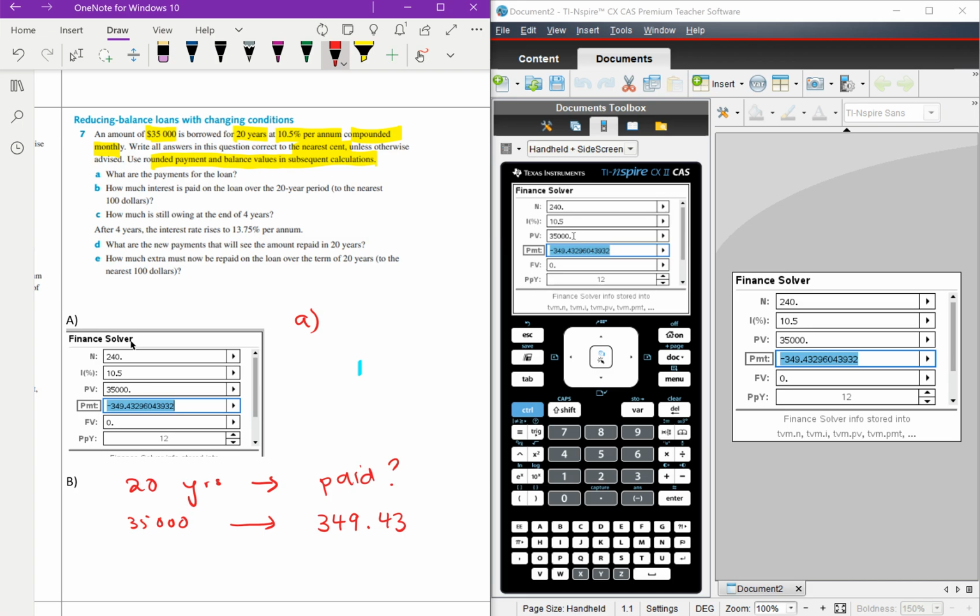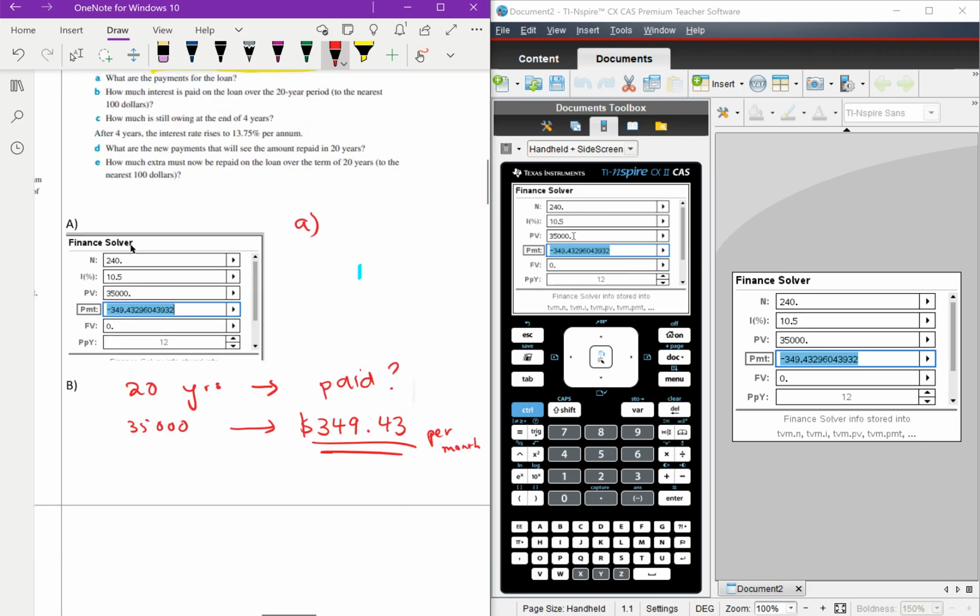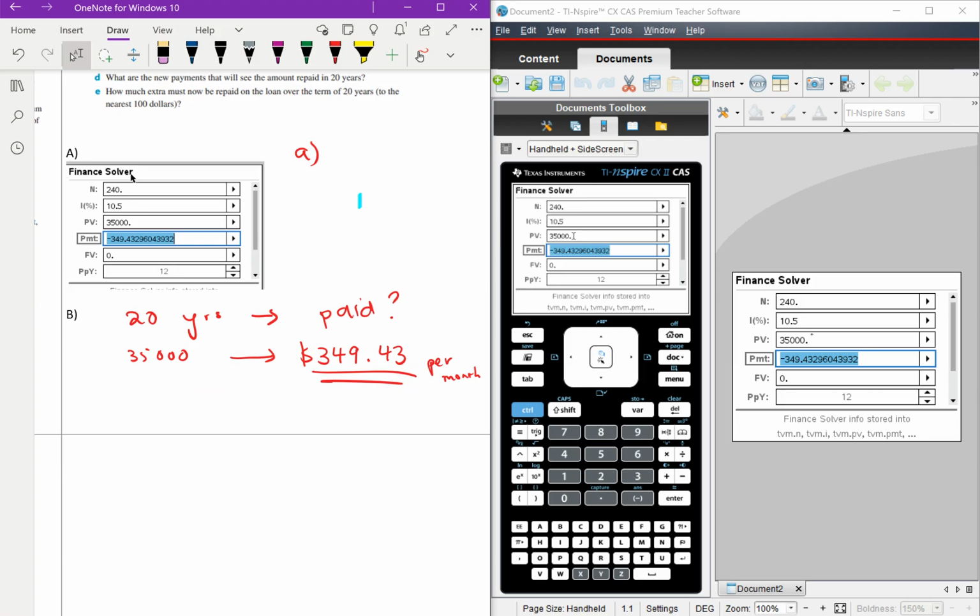Okay, so 43 cents. This is how much you're paying per month. So if you had 240 payments over 20 years, how much did you pay? Well, part B, the first step is I need to know $349.43 multiplied by 240 months, because each month is how much you're paying, and over 20 years there are 240 months of payments. So multiplying that should tell you the total amount that you're paying overall.